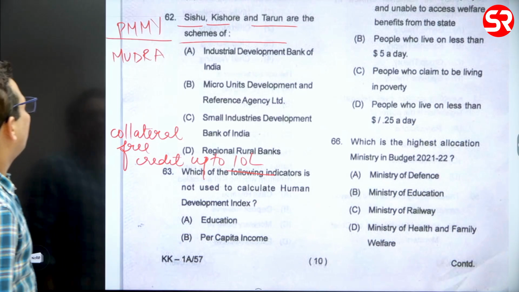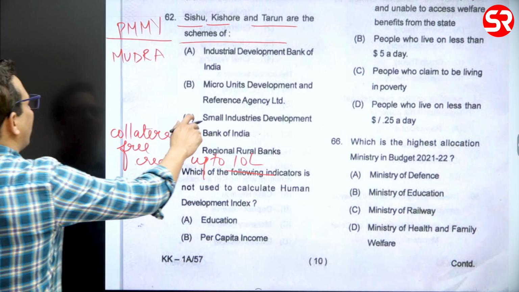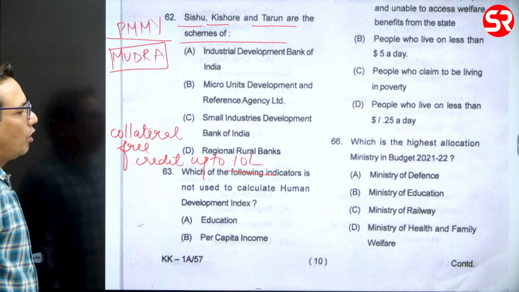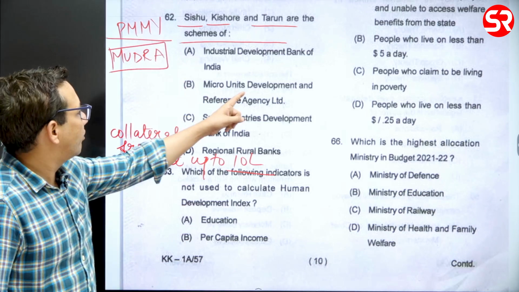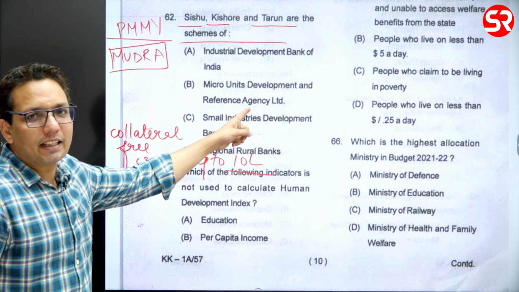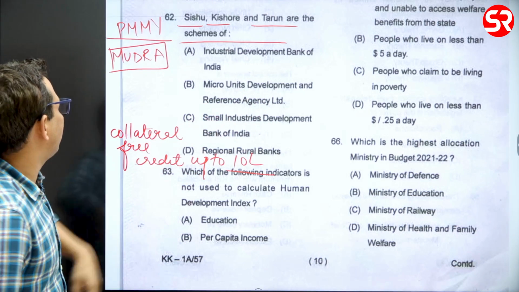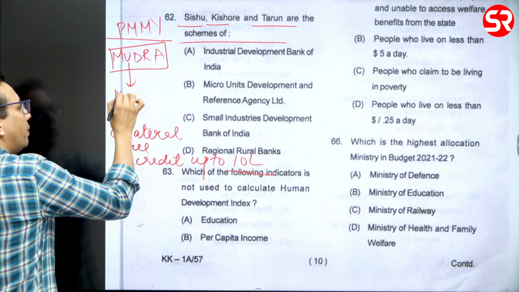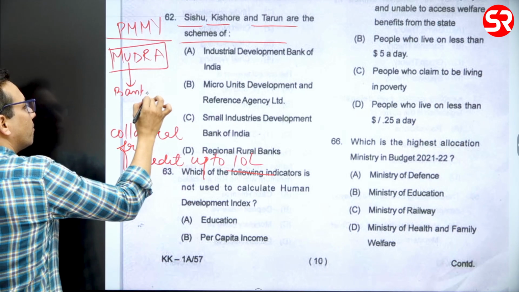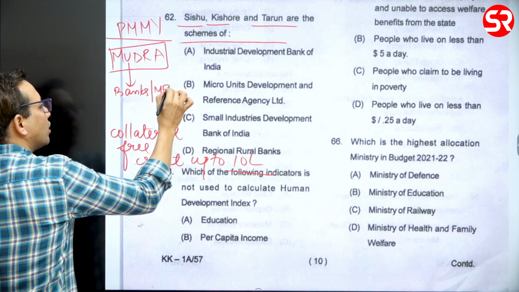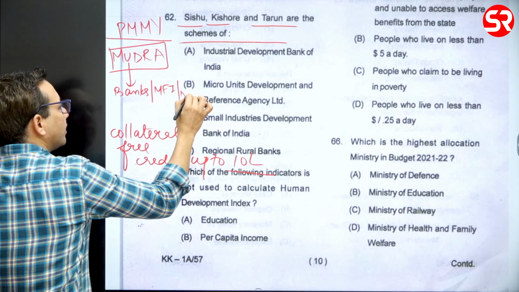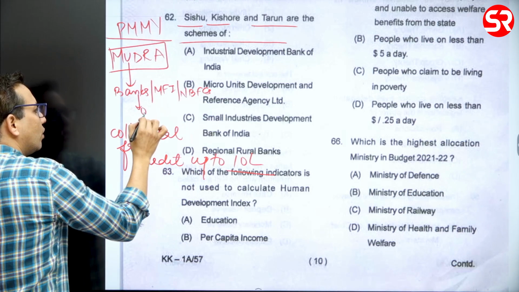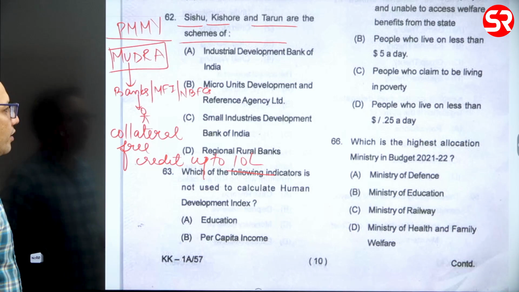Now, to provide that credit, government set up Mudra organization, which is Micro Units Development and Refinance Agency, and it is a refinance agency, not reference agency, refinance agency. Basically, Mudra would give loan to banks, microfinance institutions, and NBFCs, who would then give loan to ultimate beneficiaries.